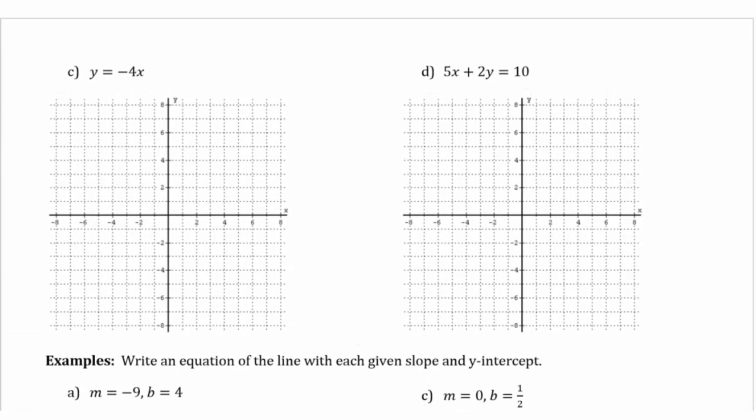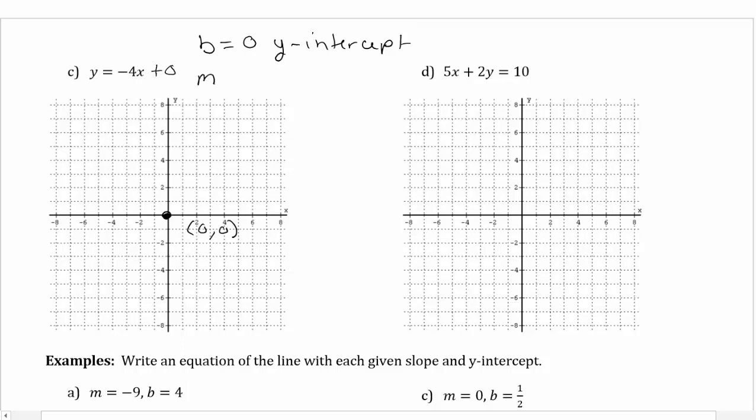Now on our next example, we have y equals negative 4x. Notice there's no plain old number here. We could write a plus 0 though if we wanted to. So b for this one is 0, and that's our y-intercept. So put a dot on our graph at y equals 0. That's the point 0, 0.